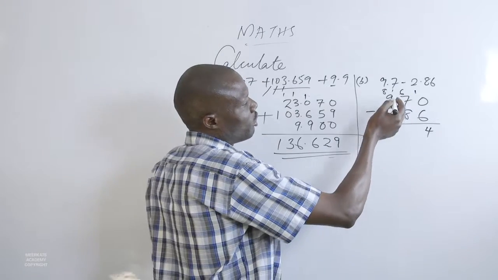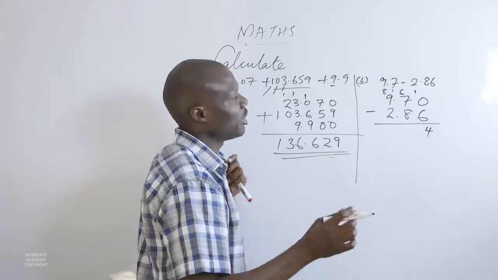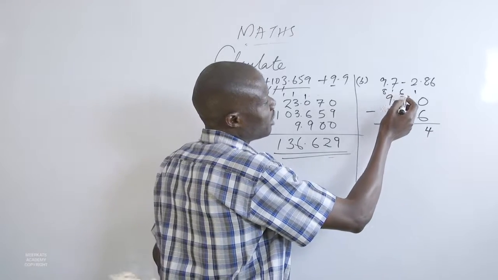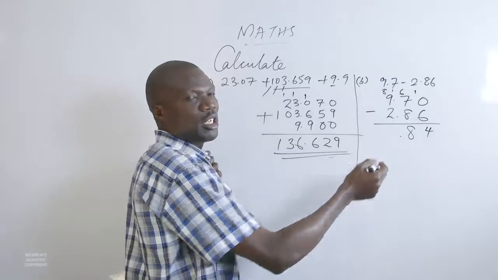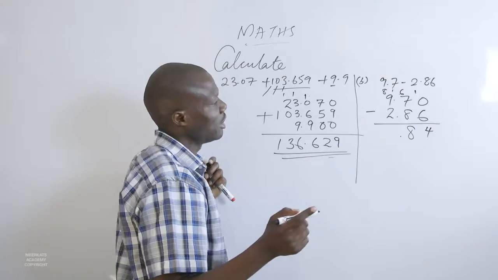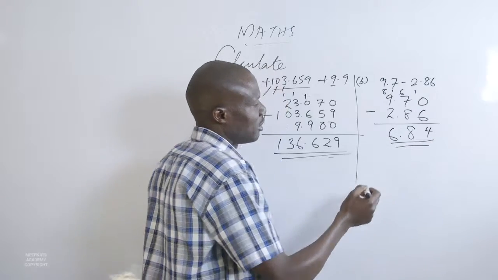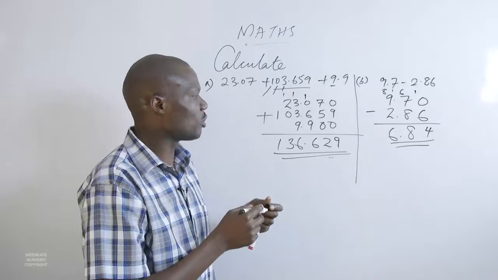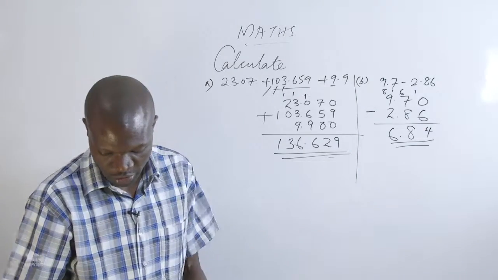So when you borrow this one, when it comes here, we don't add it to 6, but it is carrying a weight of 10, so it will be the same as 10 plus 6, which is 16. So this one becomes 16 minus 8, which is 8. What we have here is not 9, but it is what? 8. So 8 minus 2 is 6. So you find that our answer there is 6.84.